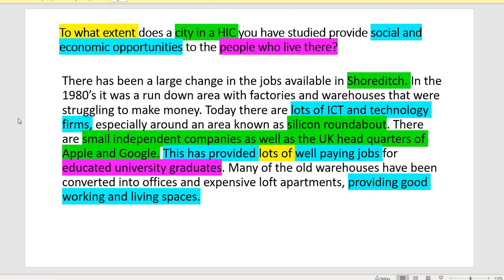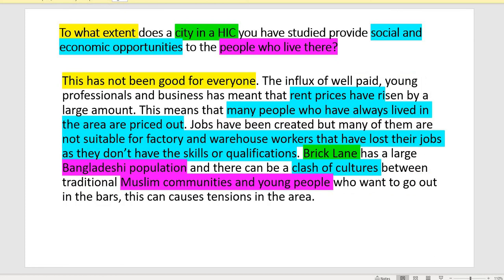It said, yeah, there's loads of opportunity. And now in this next paragraph, we're going to look at how those opportunities aren't equal for everybody, which takes us back to our original introduction. If you can remember in that original introduction, we said, yes, loads of opportunities, but not everybody gets them. So moving on to the final one, we have got, this has not been good for everyone.